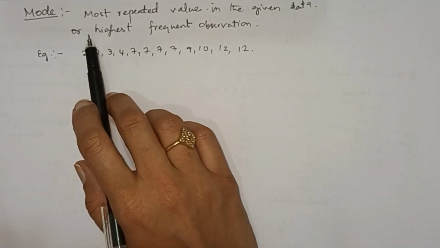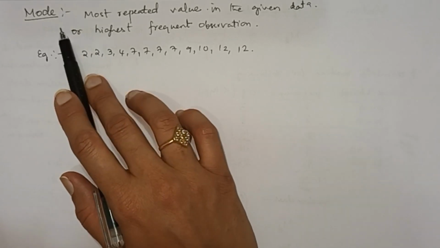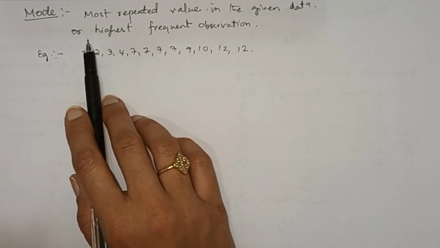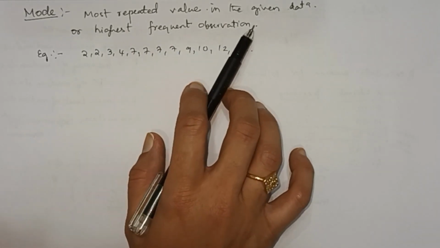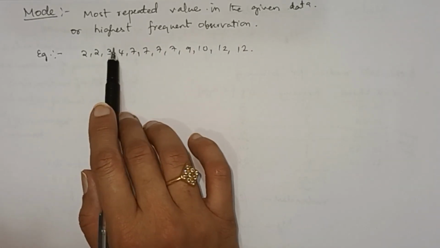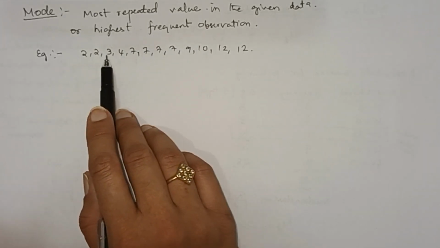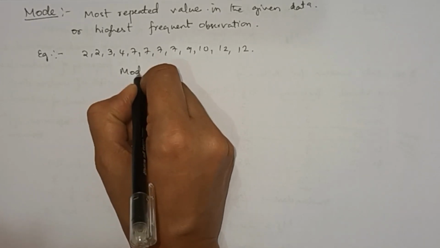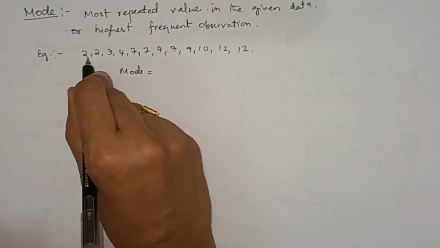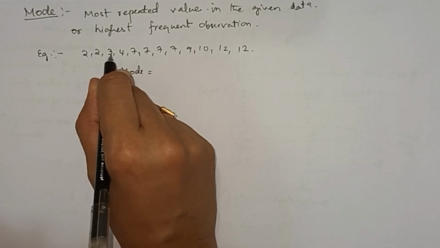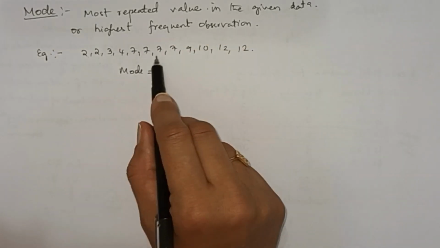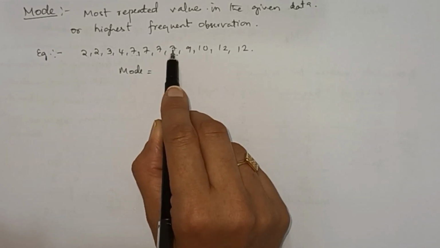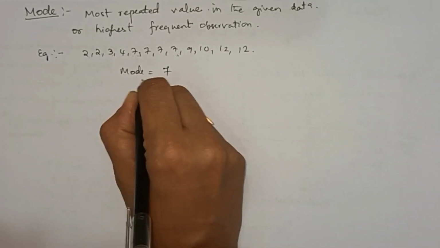Now, one more measure of central tendency is mode. Mode means the most repeated value in the given data, or you can call it the highest frequent observation. If you have discrete data without frequencies, then you have to find which value is most repeated, that is the mode. For example, in this data, 2 is repeated 2 times, 3 once, 4 once. Which is repeated the most number of times? 7 is repeated 4 times, therefore the mode equals 7.